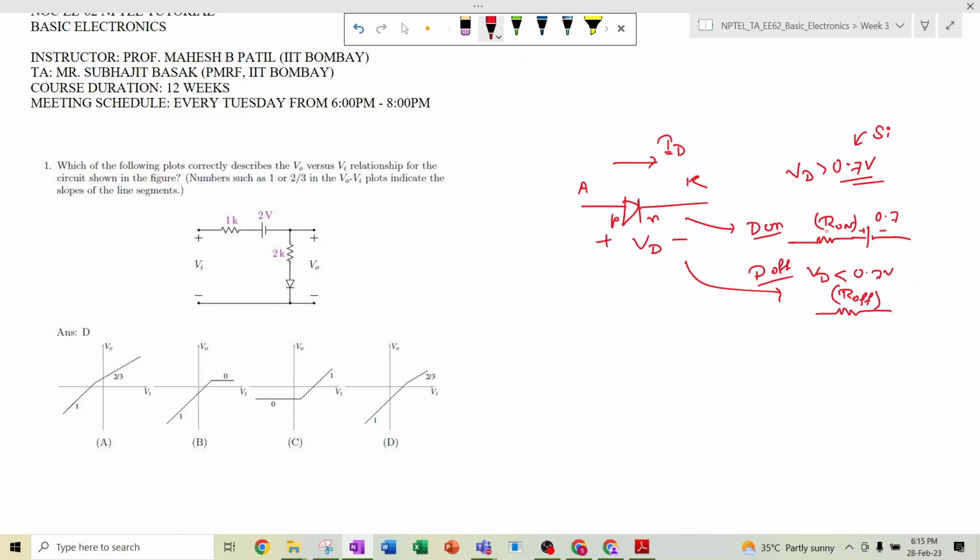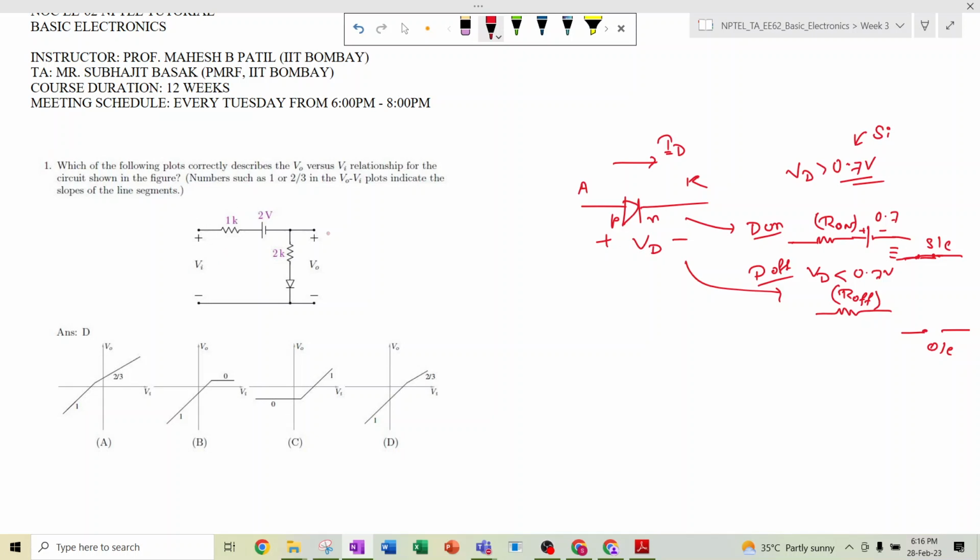So you consider this R on to be typically near 0. So this symbol can be represented as a short circuit. Also, if you ignore the cut-in voltage compared to the other voltages, then the diode is typically denoted as a short circuit when it is on. And when it is off, it is typically R off, which is very large. So you can write it as an open circuit, right? Okay.